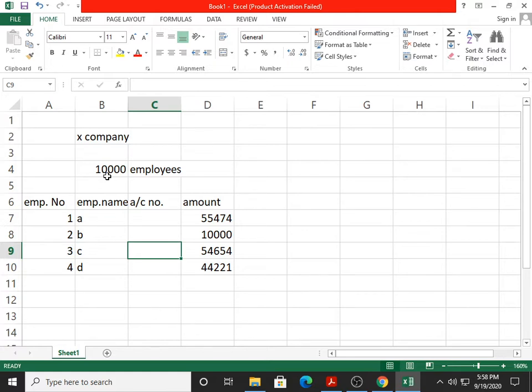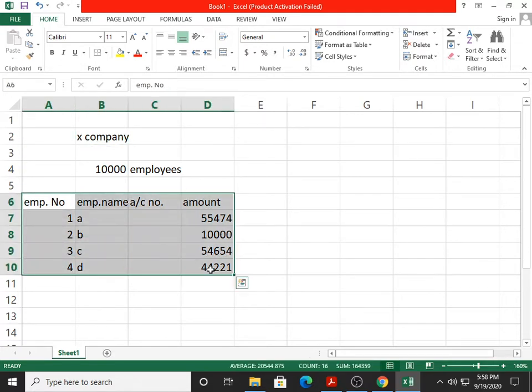Now the bank will transfer the money from the company's account to these employees' accounts. This is called electronic fund transfer. This is known as electronic fund transfer. So that we have to understand. The benefit is what? All will get the amount at the same time. No need to write the check and give the check. Okay, work is done smoothly. Okay, these are the benefits.